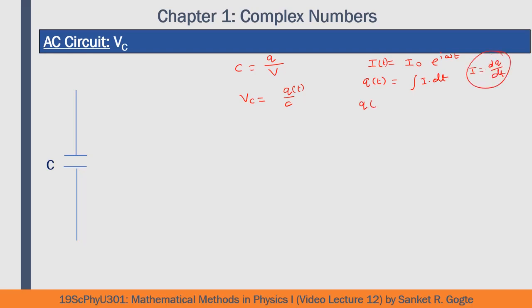Therefore Q can be written as minus i by omega I0 e to the power i omega t. Therefore Vc is minus 1 by omega c into I0 e to the power i omega t into i.